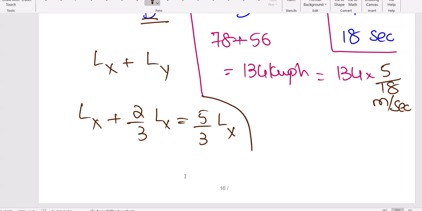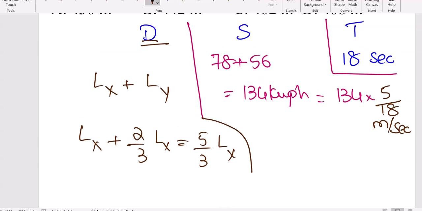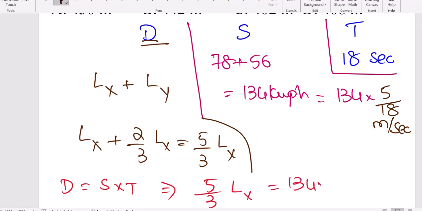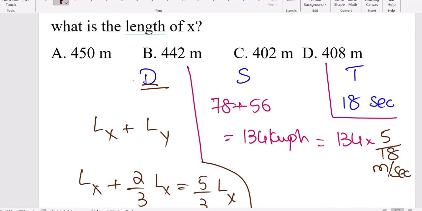Right. Now apply distance equals speed into time. What is the distance? 5 by 3 Lx. Speed is 134 into 5 by 18. Time is 18. 18 and 18 get cancelled, and this 5 will get cancelled. The length of the X train is 134 into 3, which is 402. Option C.